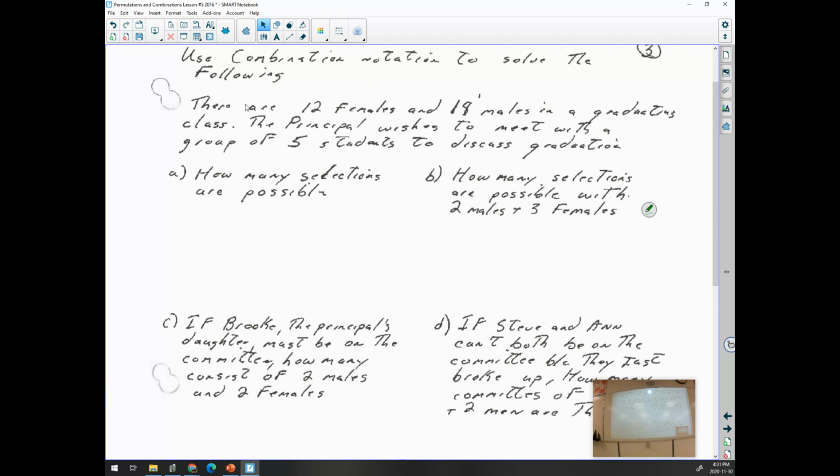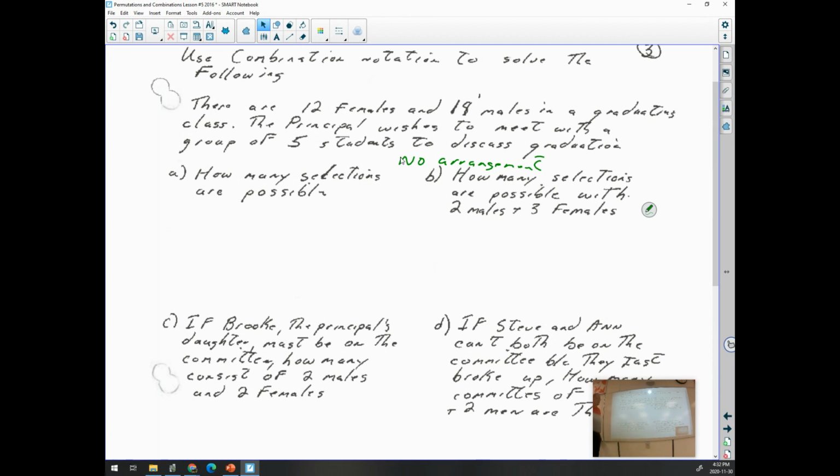Now, again, we have the exact same problem here that we would have had in arrangements with repetitions, or we could solve it with arrangements with repetitions, but we're going to solve it with combination notation. The reason why I know we can solve this with combination notation is we don't discuss order. There's no arrangement. We are just making groups of people to meet with the principal.